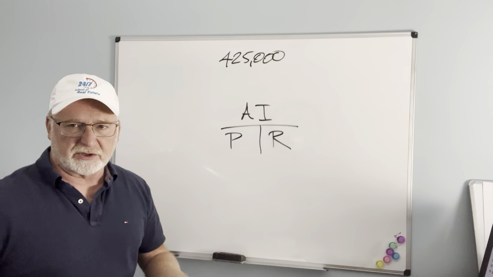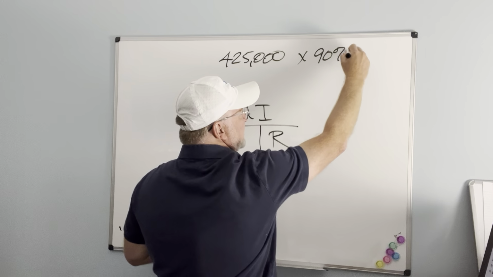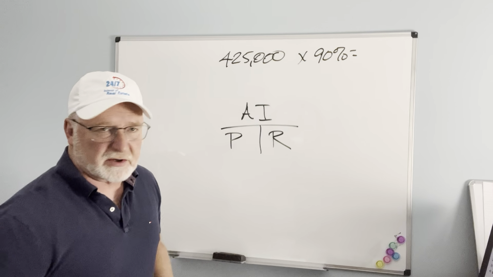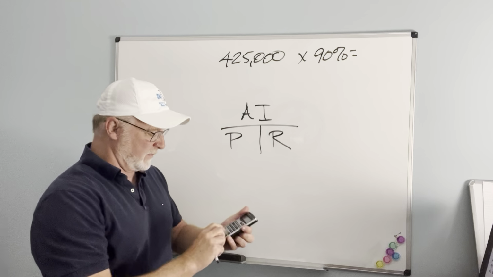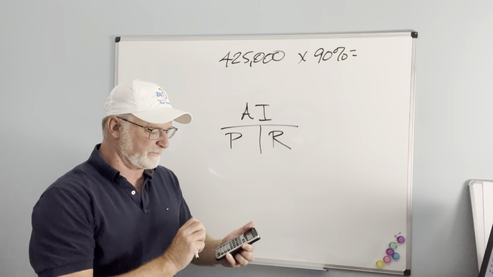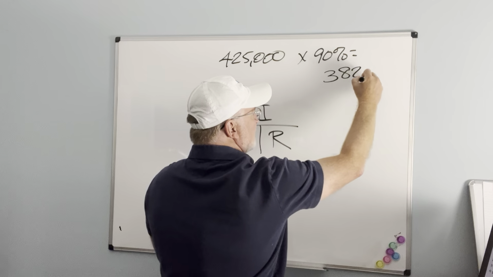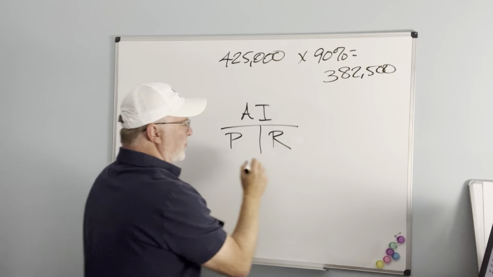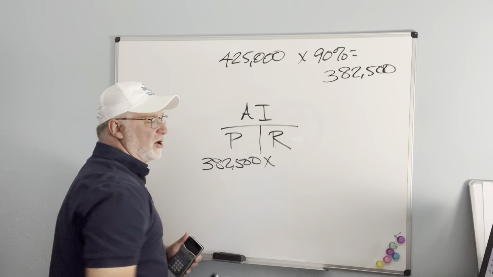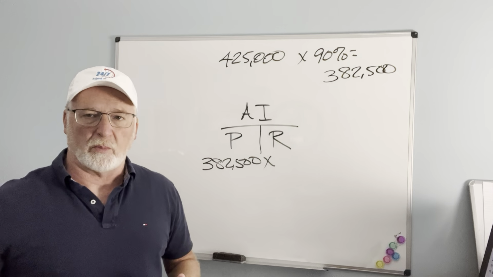The next line tells you that she's getting a conventional loan with 10% down. If she's putting 10% down, then her loan amount is 90%. So let's see what her actual loan amount will be. 425 times 0.9 is $382,500. That is her principal. That's how much she's actually borrowing at the beginning of this loan.